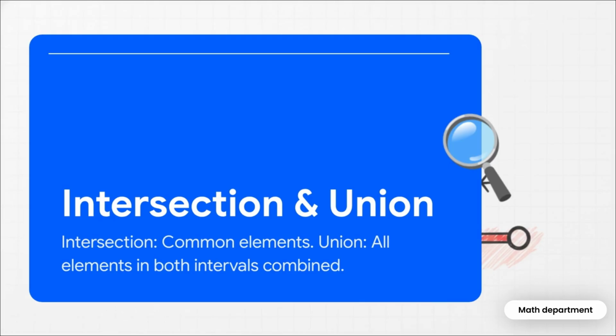We have two main operations. First up, intersection, which is represented by that upside-down U symbol. Think of an intersection as the overlap, the exact real estate where the two sets share territory. They both have to exist there. Second, we have the union, represented by a regular right-side-up U symbol. The union is basically the ultimate team-up. It takes every single element from the first set and combines it with every single element from the second set, creating one massive unified interval.